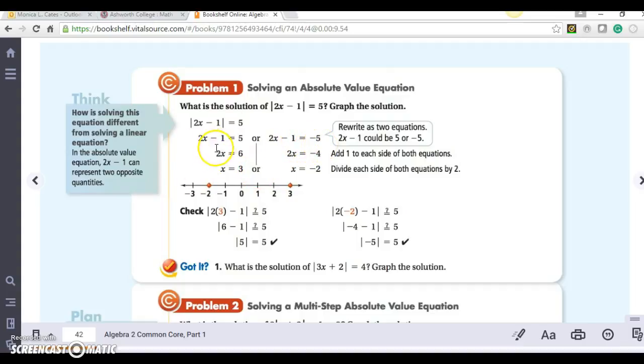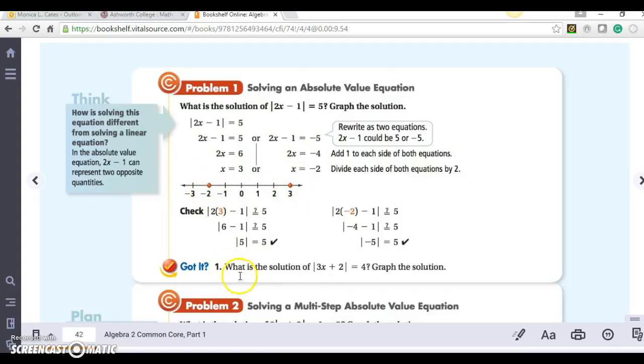So if I solve, I'm going to add 1 to both sides. I get 2x equals 6, divide by 2, and I get x equals 3. For this side, again, I add 1 to both sides. I get 2x equals -4, divide by 2, I get x equals -2. So either one of these, when I plug it in, I get absolute value of 5. So when I graph it, I get x equals -2, a dot there, and x equals 3, a dot there.